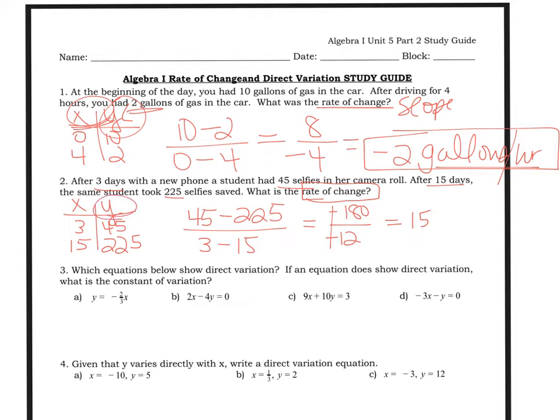So y represented selfies per x represented days. So per day. So on average, they were taking about 15 selfies a day.